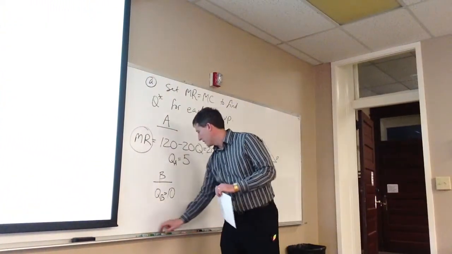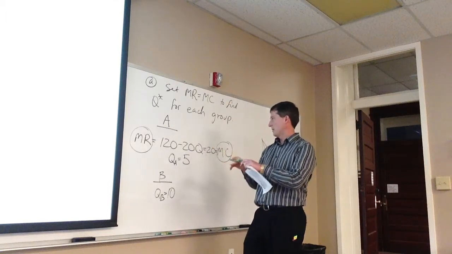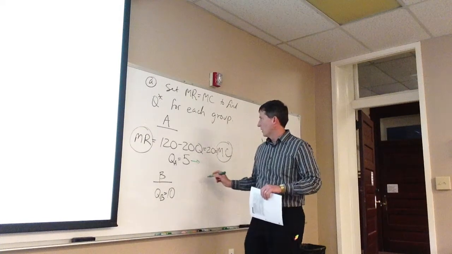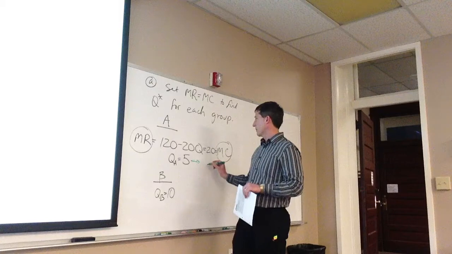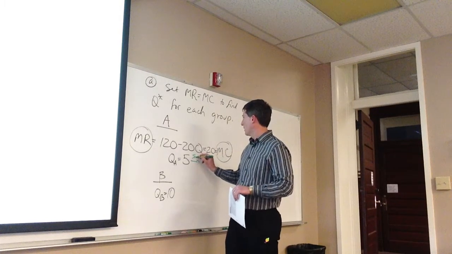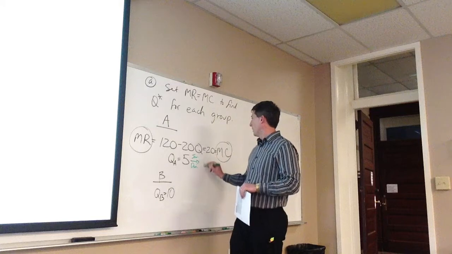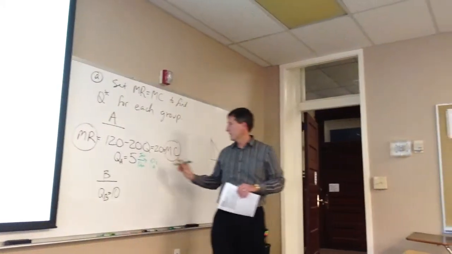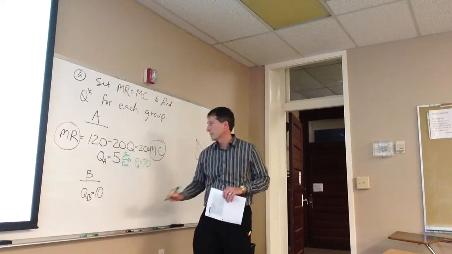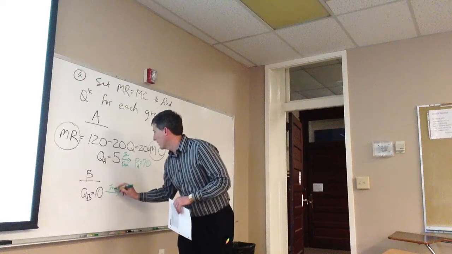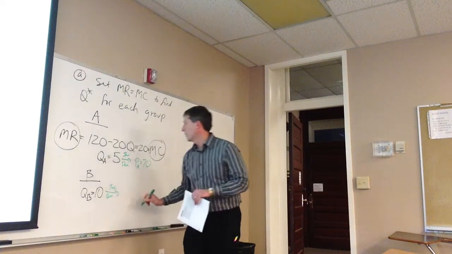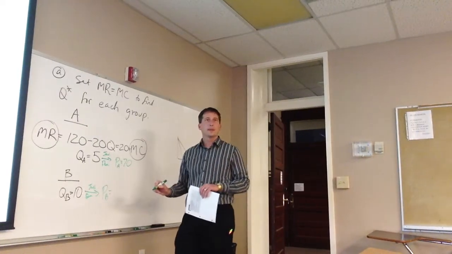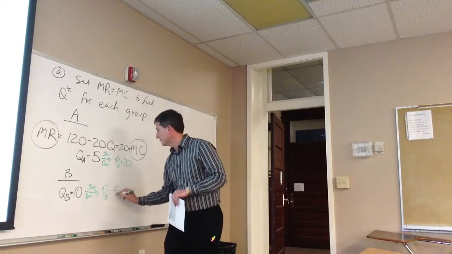All right, so when we substitute this back into the demand curve, how much are we charging the A group? 70. Substitute this back into the B group. And how much are we going to charge them? How much? 40.